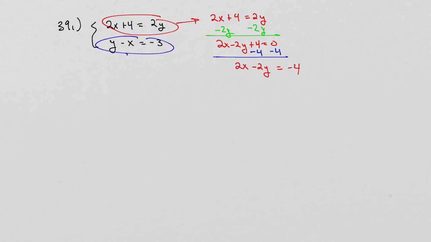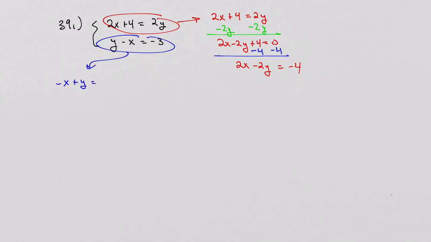And then with the y minus x, I'm just going to rewrite it as negative x plus y equals negative 3. I'm going to reorganize the terms, because this is a negative x and this is a positive y, and the negative 3 is still the negative 3. So rewriting the system, we've got 2x minus 2y equals negative 4, and negative x plus y equals negative 3.